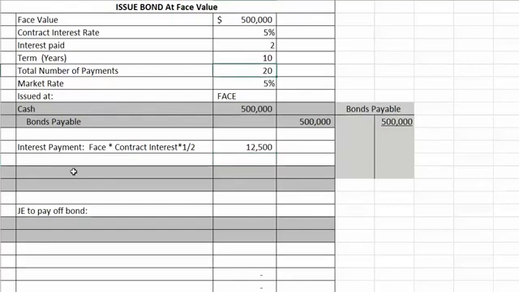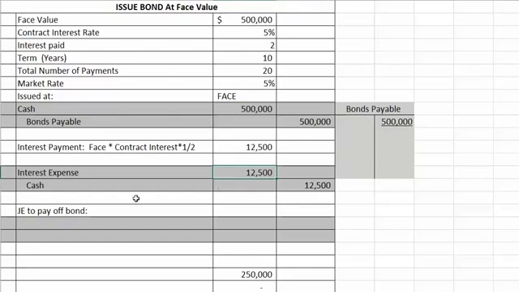So when you pay interest, you're going to debit interest expense for $12,500, and you'll credit cash for $12,500. When a bond is sold at face value, it's important to know that the amount of the interest payment will equal the amount of interest expense. This will not be true for bonds issued at a discount or a premium.